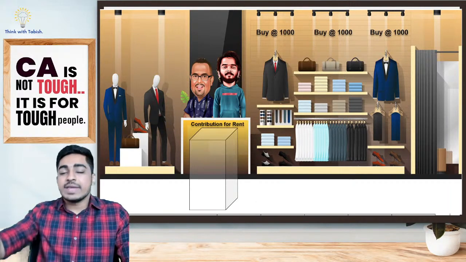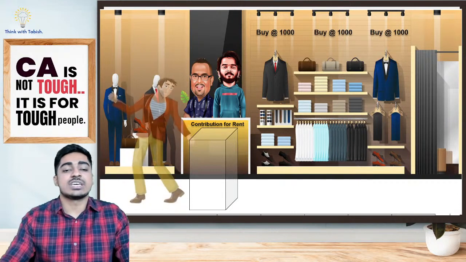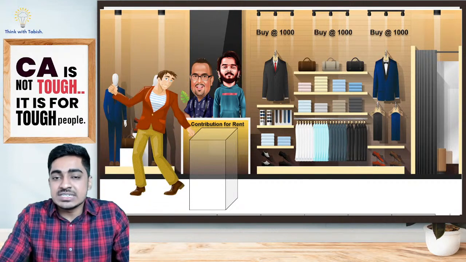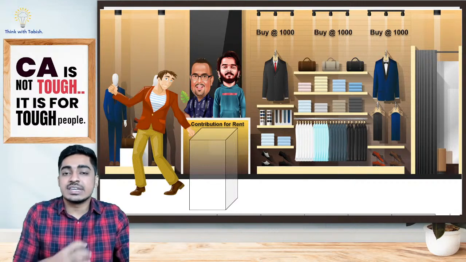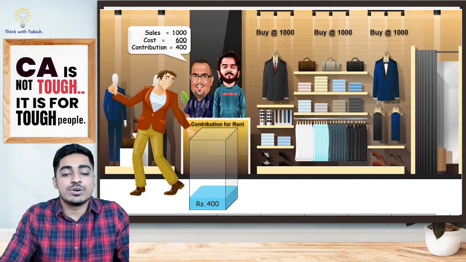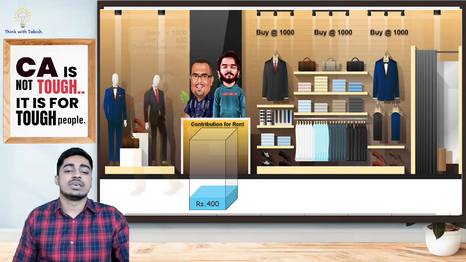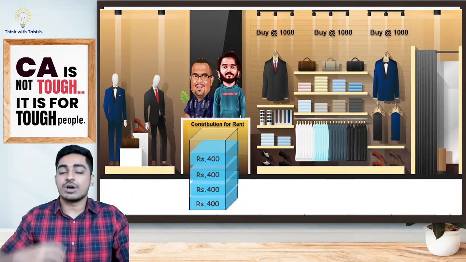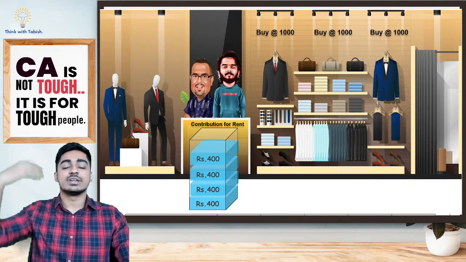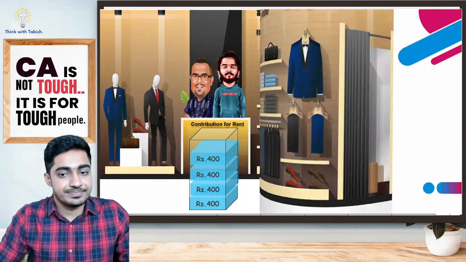So, what do we do on every sale? First customer came. He purchased the shirt. We sold it for 1000 rupees. Our variable cost was 600. We are having a contribution of 400. We keep it aside. Next customer comes. Again, a contribution of 400. Contribution of 400. Contribution of 400. It goes on and on and on.